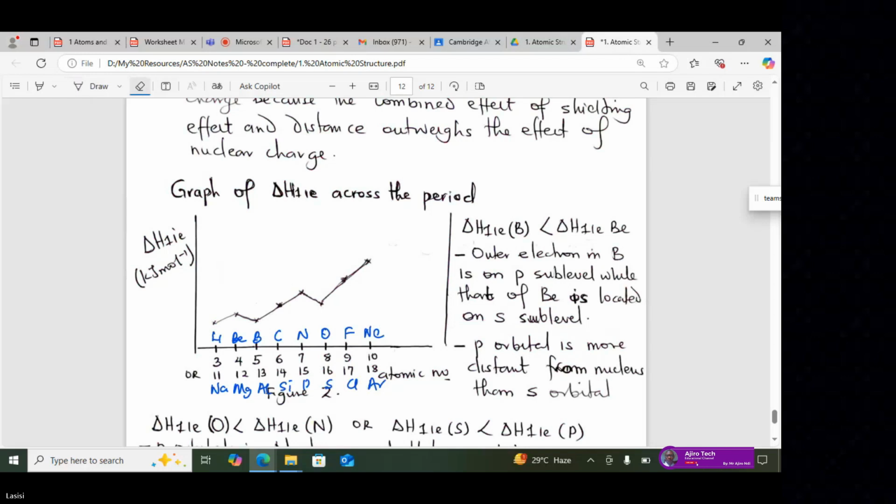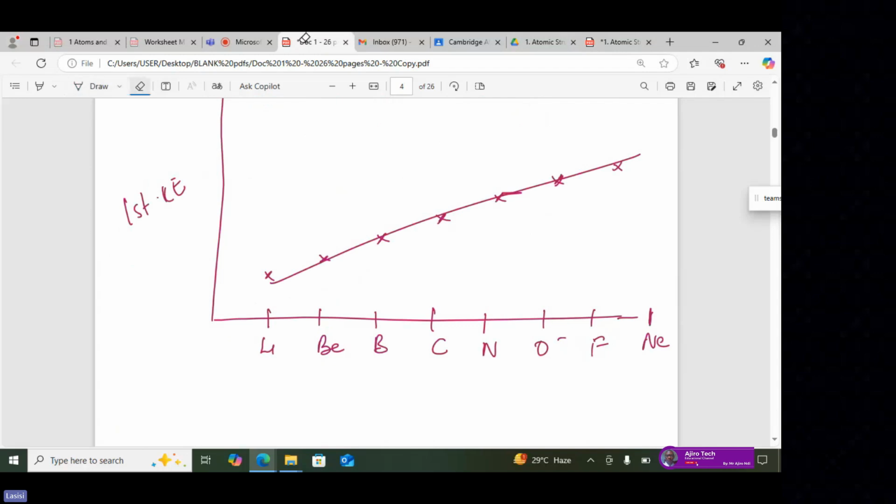Beryllium and boron. And which element again? Between nitrogen and oxygen. Normally, it's supposed to be like this, a straight line. But it was not like this.